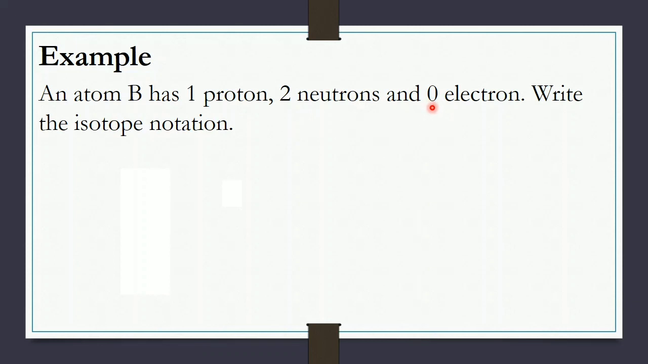So the chemical symbol for atom B will be B+, because it has become a positively charged ion. And many students make the mistake of just putting the chemical symbol as B. And the nucleon number is proton plus neutron, which is equal to 3, and the proton number is 1. So be careful when you are writing the chemical symbol. You need to be aware whether it is a neutral atom or a positively charged or negatively charged ion.